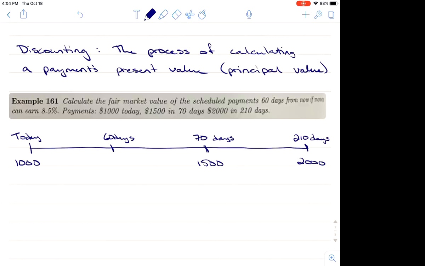So this is our focal date. That's what I mean by we have to draw all these payments to figure out what they're worth at 60 days. This one, we have to pull forward to 60 days, and these we have to pull back. So we're discounting these ones to 60 days. Okay, so we draw this out.